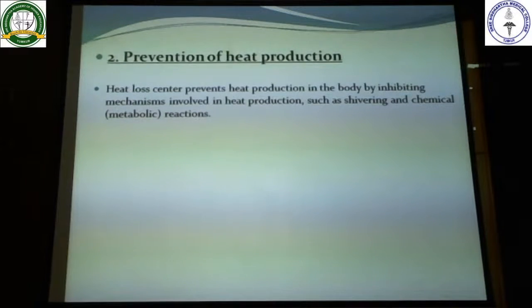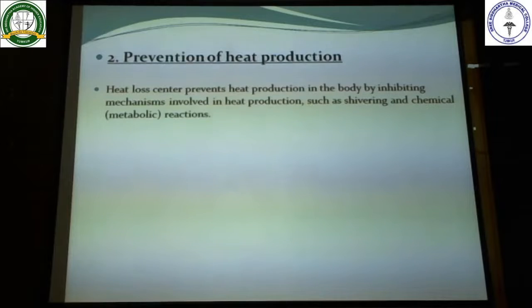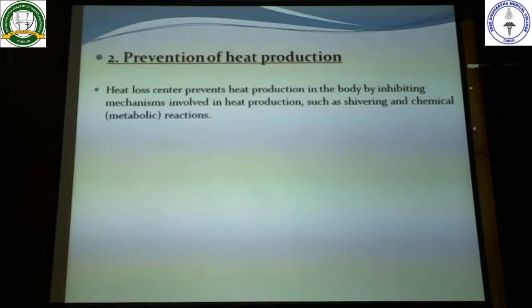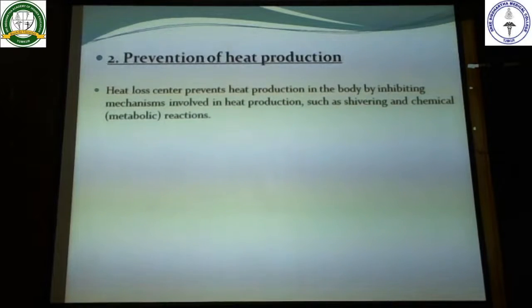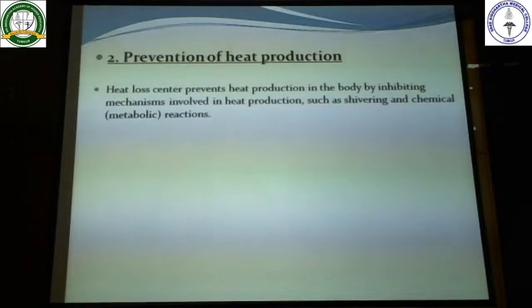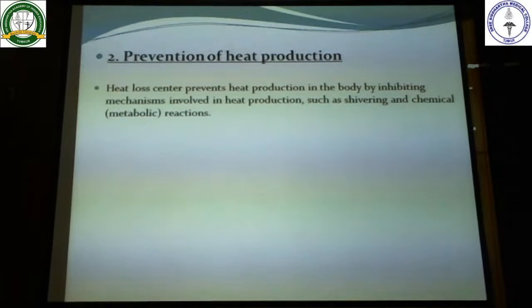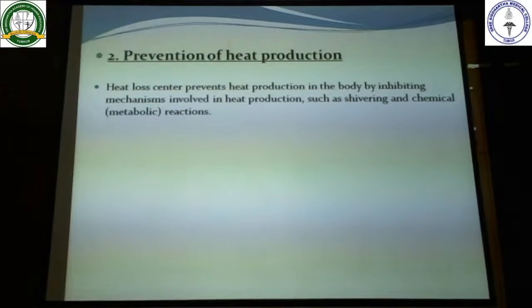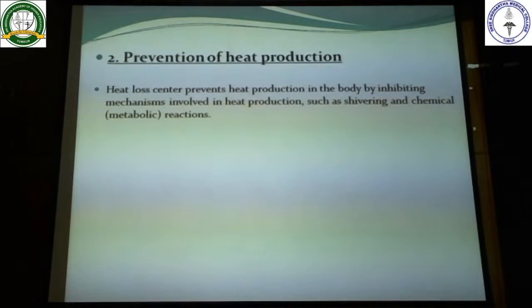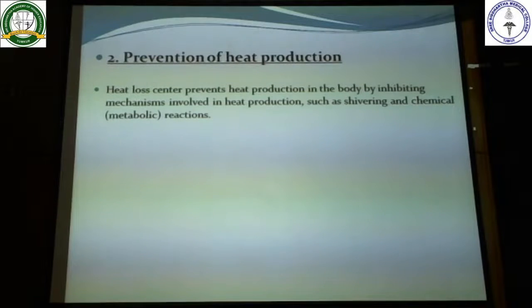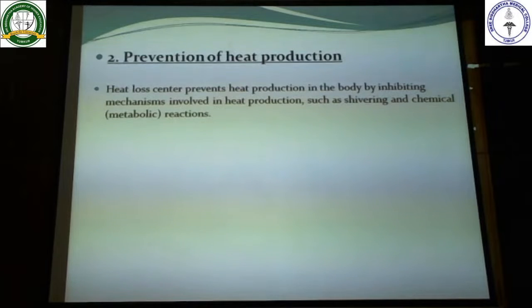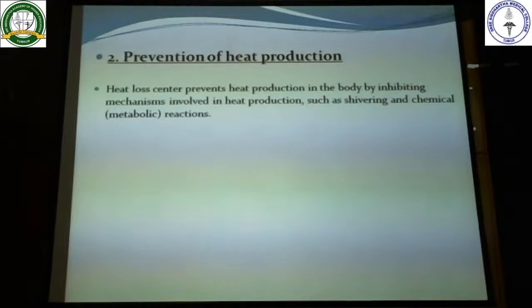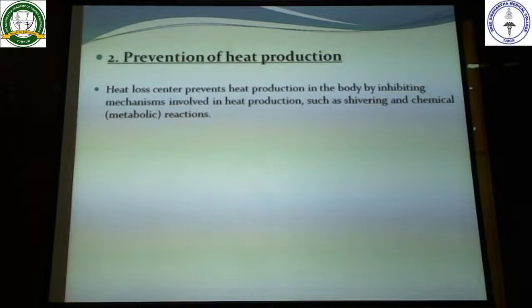Next, prevention of heat production. As far as regulation of the body temperature, we are discussing how to bring the increased temperature back to normal. One we have discussed is how the heat is lost. Second is how to prevent the more production of heat. Here there is inhibition of the various mechanisms which are involved in production of heat, that is metabolic activities, and second, shivering. These two things are inhibited, and as a result the production of heat is reduced.